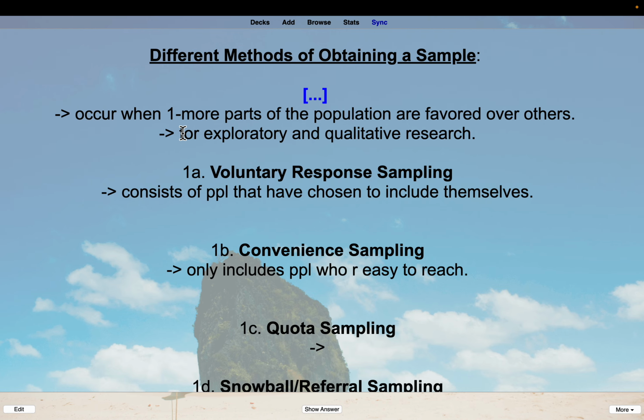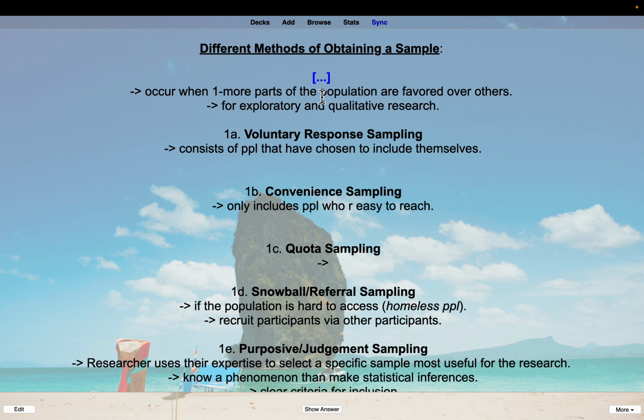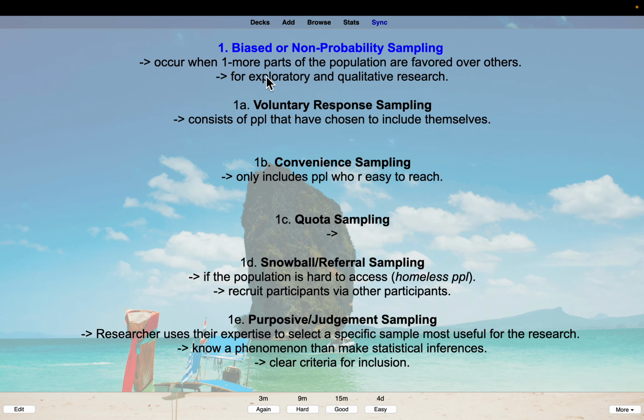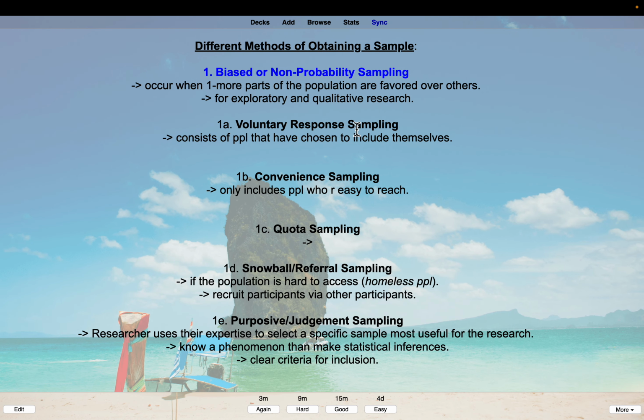So this occurs when one or more parts of the population are favored over others. This is for exploratory and qualitative research. Biased or non-probability sampling. We have 5 subcategories under non-probability sampling. We have voluntary response, convenience, quota, snowball or referral, and purposive or judgment sampling.